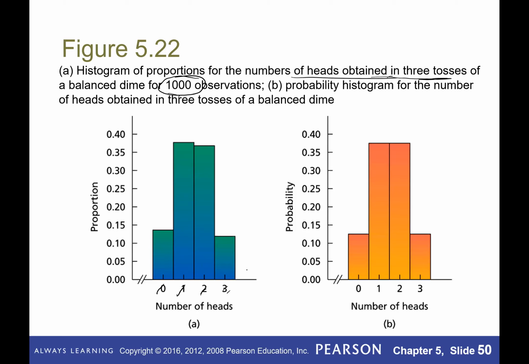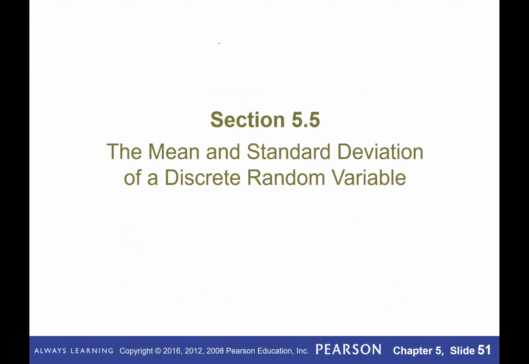If you calculate the proportion, then you will see that it gives you the probability distribution, because we already know the probability corresponding to 0 is 1/8, and corresponding to 3 is also 1/8, and this is 3/8, 3/8. And you will actually obtain similar proportions if you do the experiment maybe 1,000 times or 10,000 times or maybe 100,000 times. Okay.